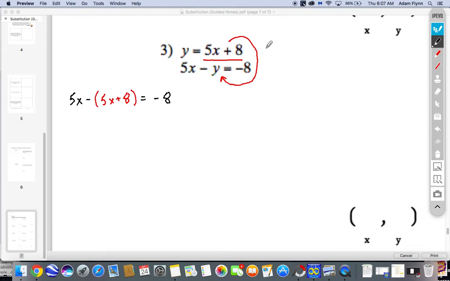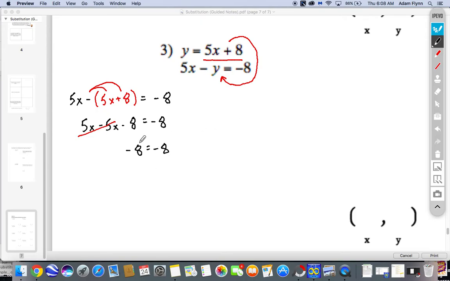So if I simplify, I will distribute this negative sign to get rid of the parentheses. So when I do that, I get 5x minus 5x minus 8 equals negative 8. I'll combine x's on the left side, 5x minus 5x. They're going to cancel out. So I end up with negative 8 equals negative 8. This will be one of our special cases.